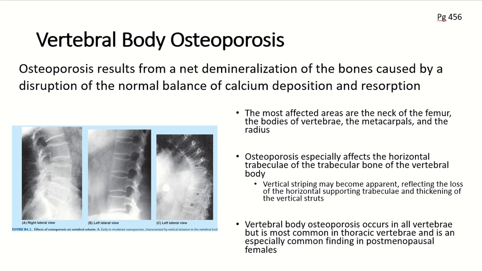As a result, the quality of the bone is reduced, and then you also get a concurrent reduction in the musculature, and so you get muscle atrophy. So although osteoporosis does affect the entire skeleton, the most affected areas are the neck of the femur, which is why people break their hips, the bodies of the vertebrae, the metacarpals of the hand, and also the radius. These bones, the ones that I was talking about, become weakened and brittle and are subject to fracture.